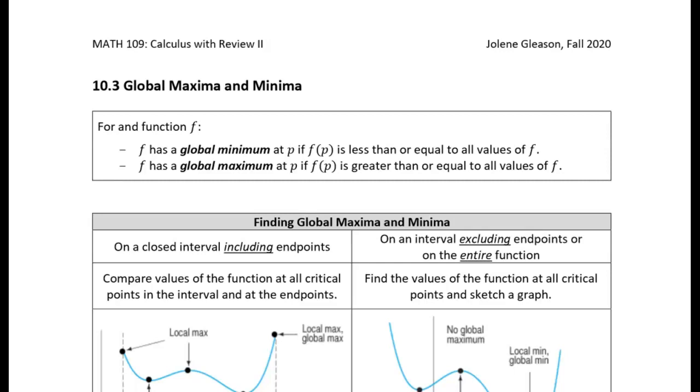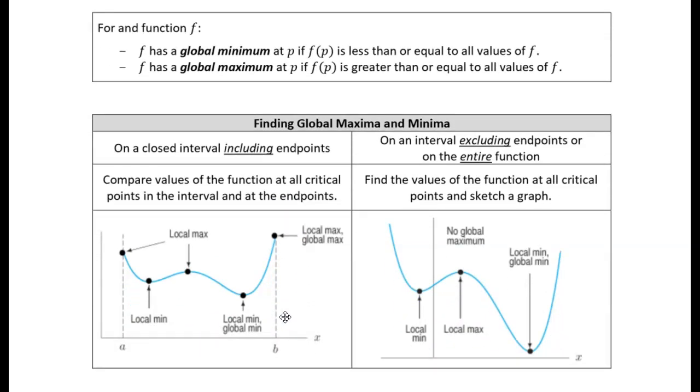So there's a couple different situations we might be looking at, depending on whether we are looking at the function on a closed interval or not. If we have a closed interval, then we have to look at the local maxima and minima and also the endpoints to figure out what the overall global maximum or minimum is. You can see in this illustration on the left, even though we have our local minima and our local maximum, the points at the end are actually bigger than our local maximum. So we have to consider those when we're choosing the global maximum.